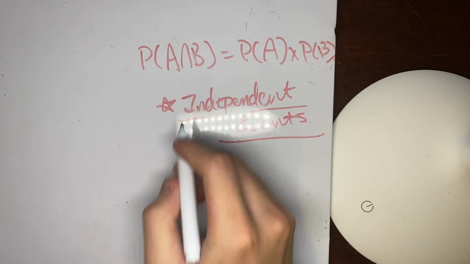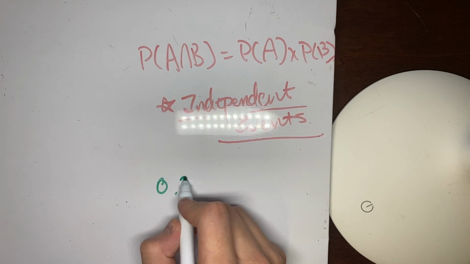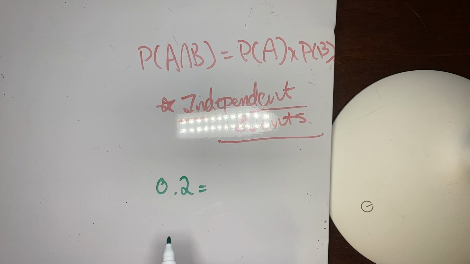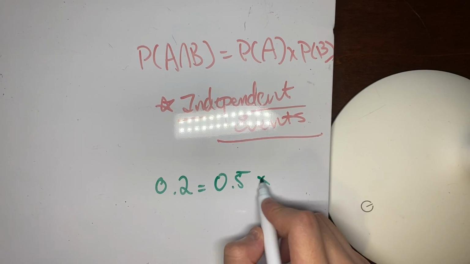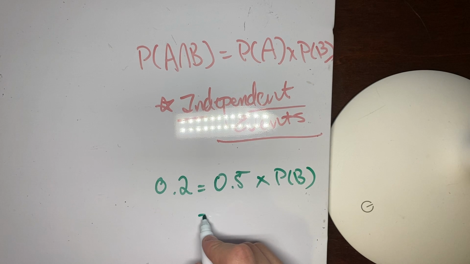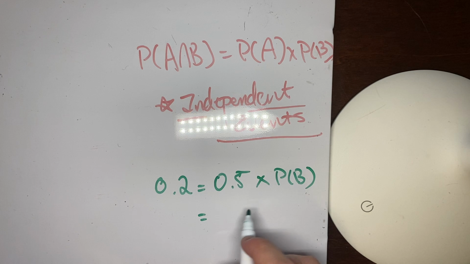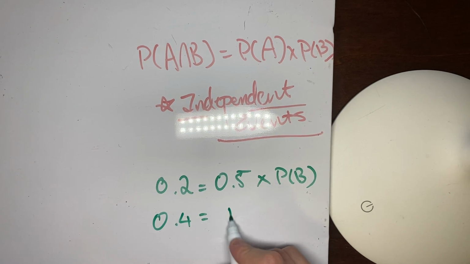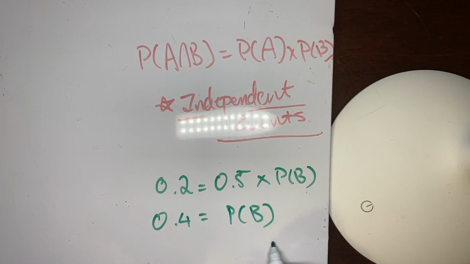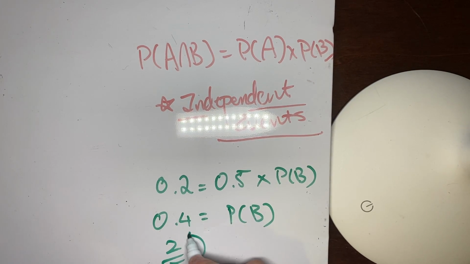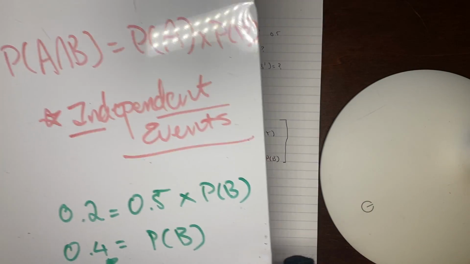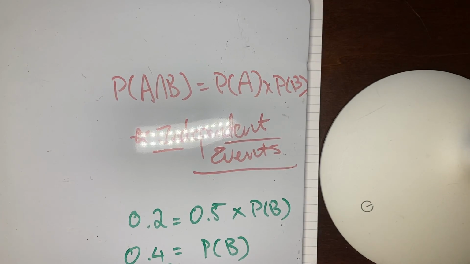So we have P(A and B), which we got as 0.2 before, equal to P(A), which is 0.5, times P(B). Now we divide both sides by 0.5, which is essentially multiplying both sides by 2. So P(B) is 0.4, or 2 out of 5. Basically the same thing. Good job.